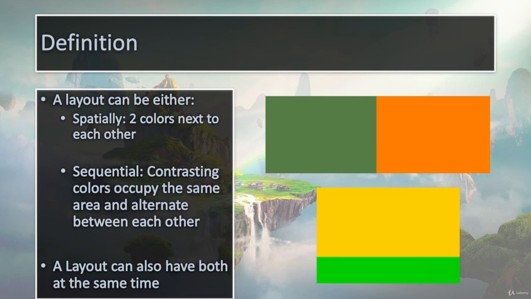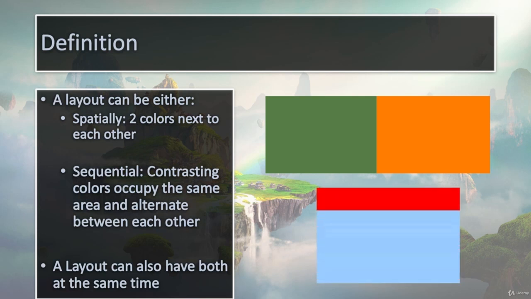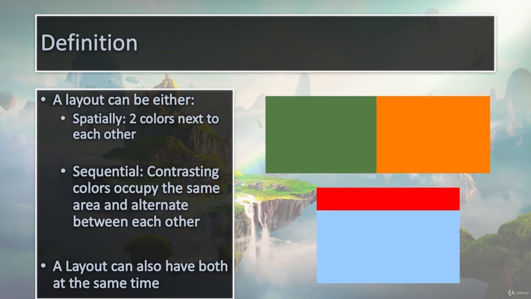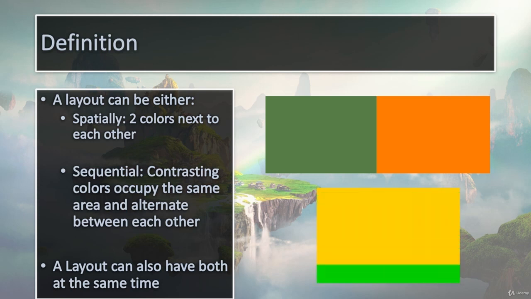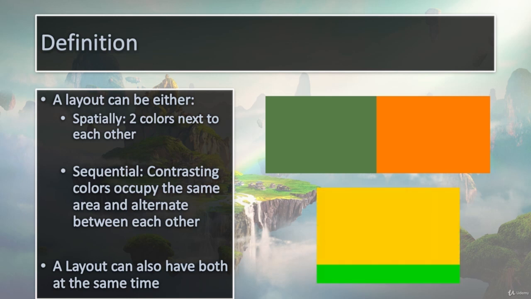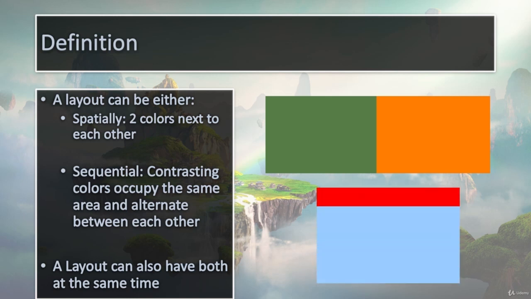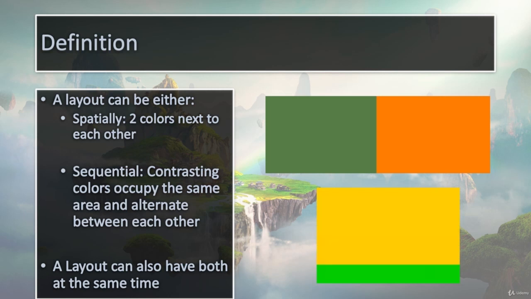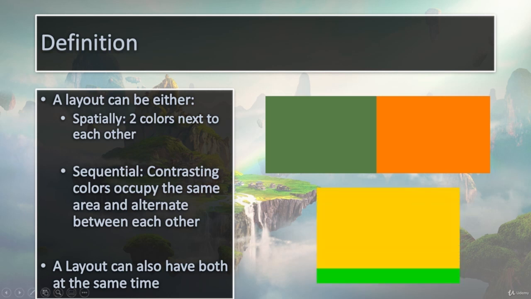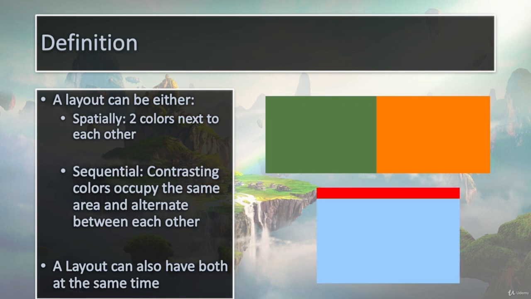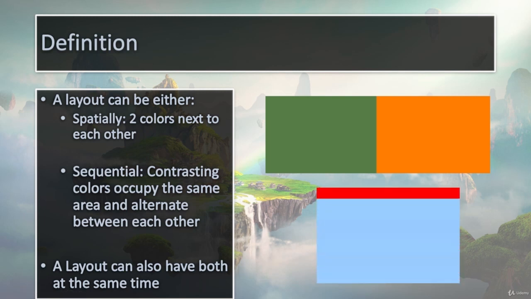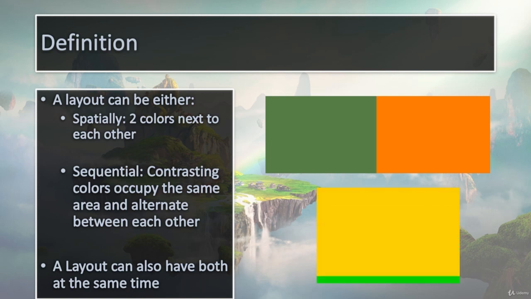So basically, like I said, a color layout is distributing all those contrasting colors in a scene. A layout can be either spatial or sequential. Now, a spatial layout is basically two colors that are next to each other. So this is more often than not a scene such as the one we saw before where all the colors are pretty much all next to each other. Sequential is basically contrasting colors that occupy the same area and alternate between each other. So an example would be the one that we see at the bottom of the screen, which is the different colors that are taking place in the same spot.